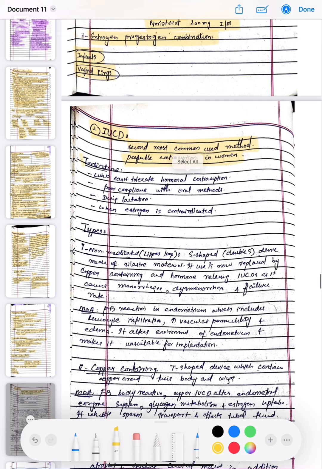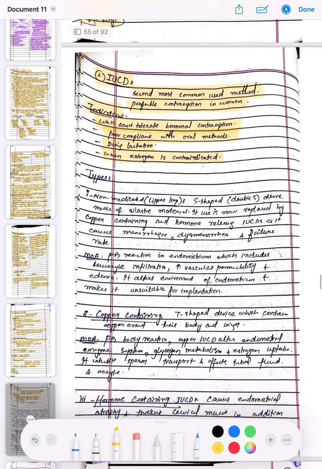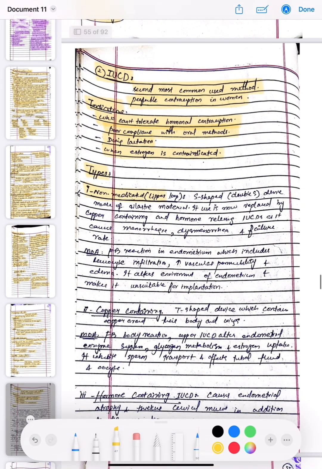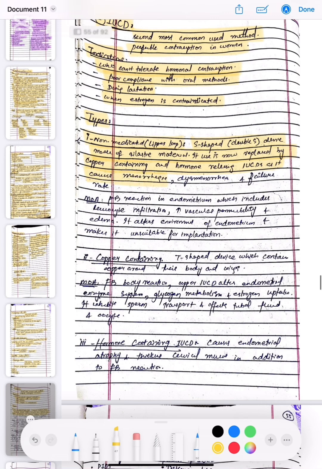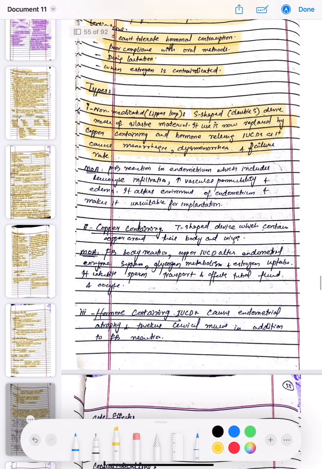The indications are women who cannot tolerate hormonal contraception, poor compliance with oral methods, during lactation, and when estrogen is contraindicated. The types are non-medicated, the Lippes loop. These are S-shaped double S devices made up of plastic material. Its use is now replaced by copper-containing and hormone-releasing intrauterine contraceptive devices, as it causes menorrhagia, dysmenorrhea, and a high failure rate. The mechanism of action is a foreign body reaction in the endometrium, which includes leukocyte infiltration, increased vascular permeability and edema. It alters the environment of the endometrium and makes it unsuitable for implantation.